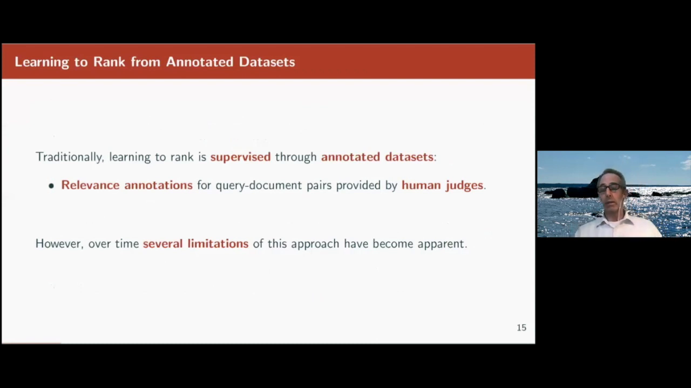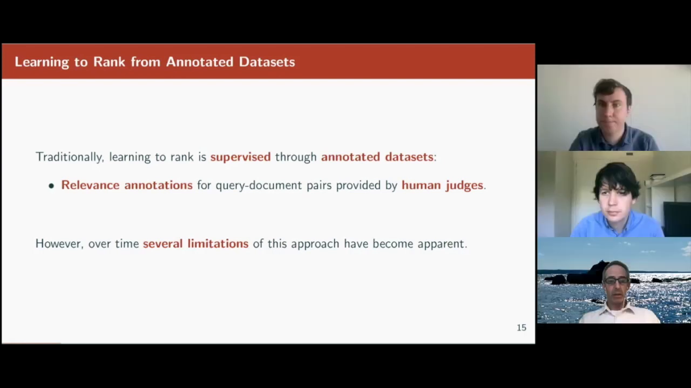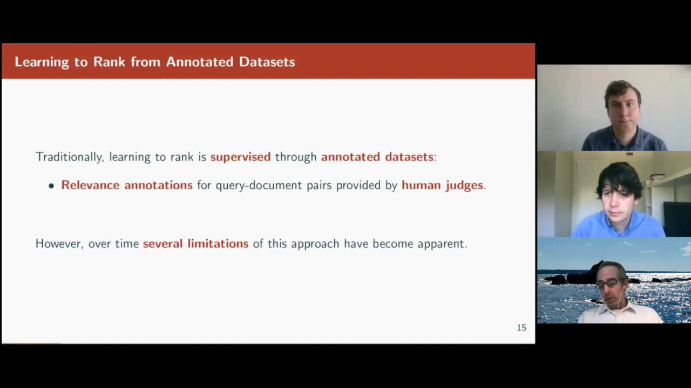Right, so now that we've had this extremely brief overview of learning to rank from annotated datasets, let's take a step back and think about some of the limitations of learning to rank from annotated datasets. Of course, we need human judges to create these query document pairs that provide the relevance annotations. And over the years, the research community has bumped into a number of limitations of this approach.